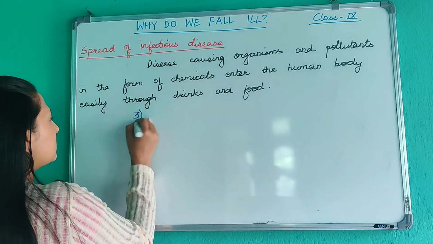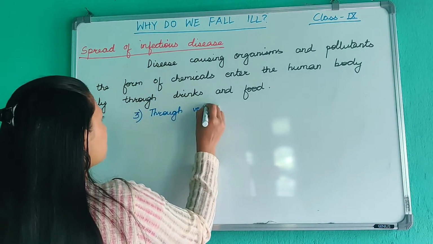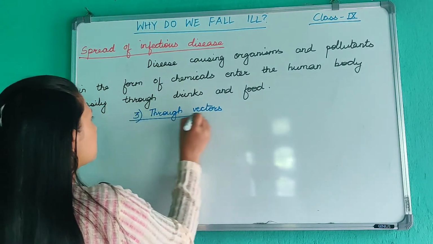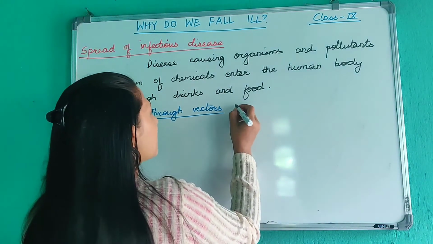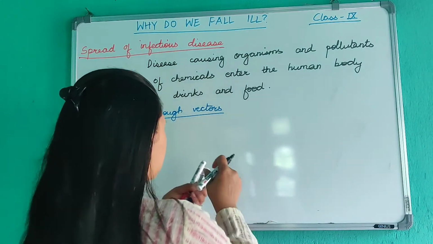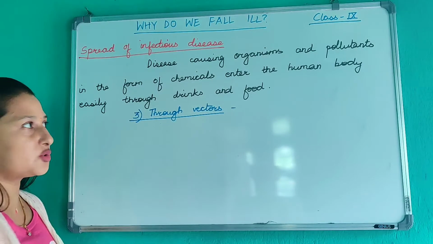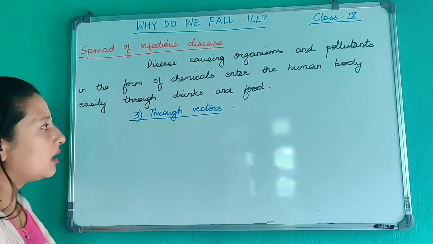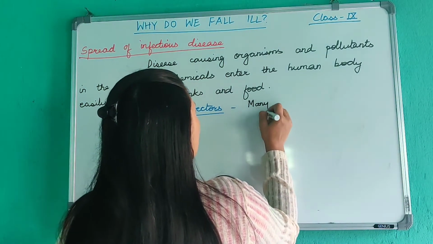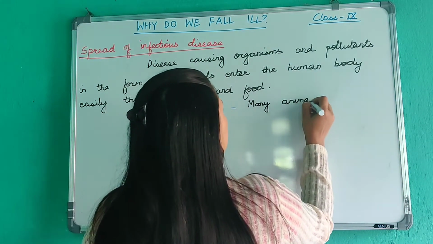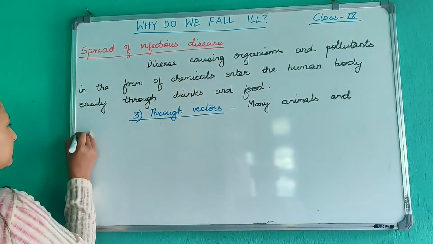Now third is through vectors. We discussed vectors briefly in the previous class. Vectors are actually not disease causing, but they transmit disease from an infected person to a healthy person. So what are they? They are animals or insects.